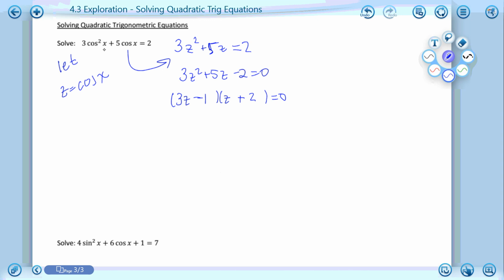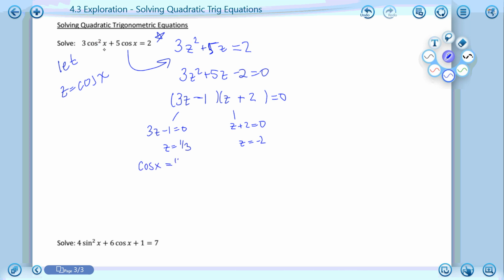Setting the first factor equal to 0, 3z minus 1 equals 0. That's true when z is equal to 1/3. And then the second factor, z plus 2 is equal to 0. This happens when z is equal to negative 2. Now I'm not done yet, right? Because ultimately that's not the problem I want to solve. The problem I want to solve is this original quadratic equation that has cosine in it. But now I know that these are the two potential values for z, and z is just cosine x. So I'm going to go ahead and substitute back in.